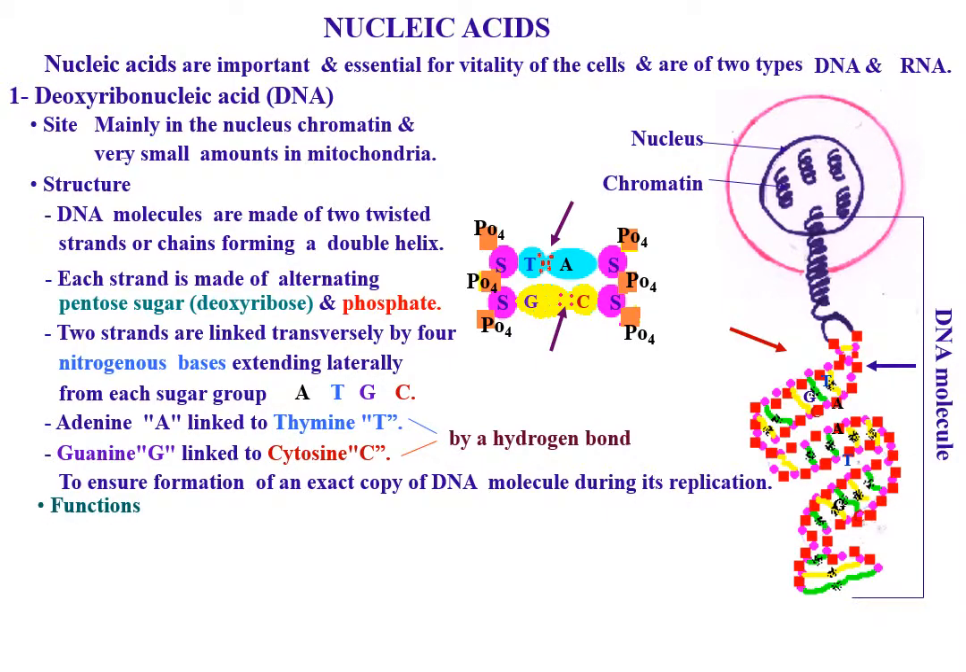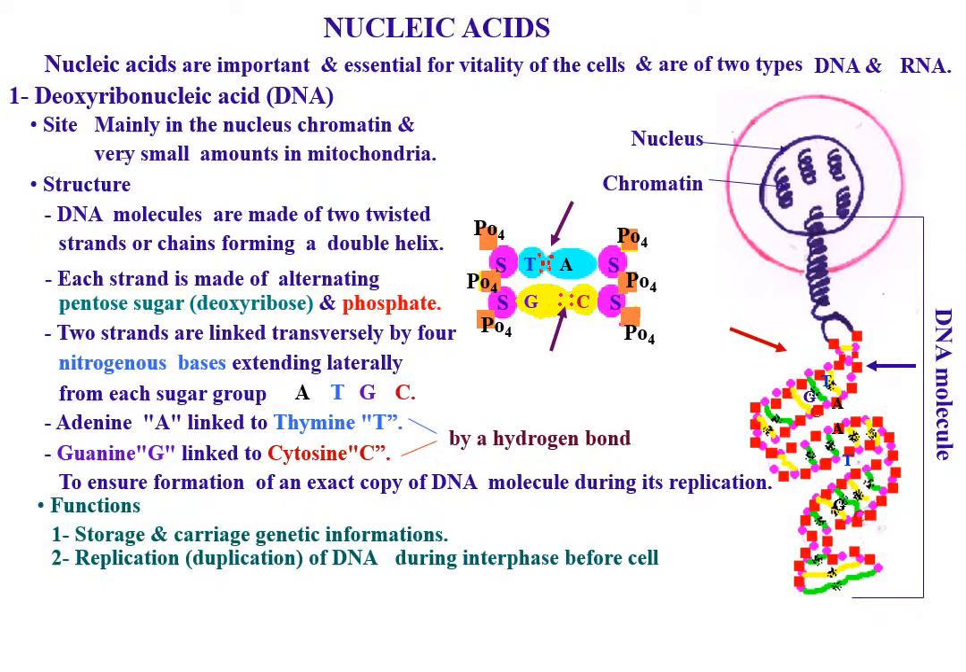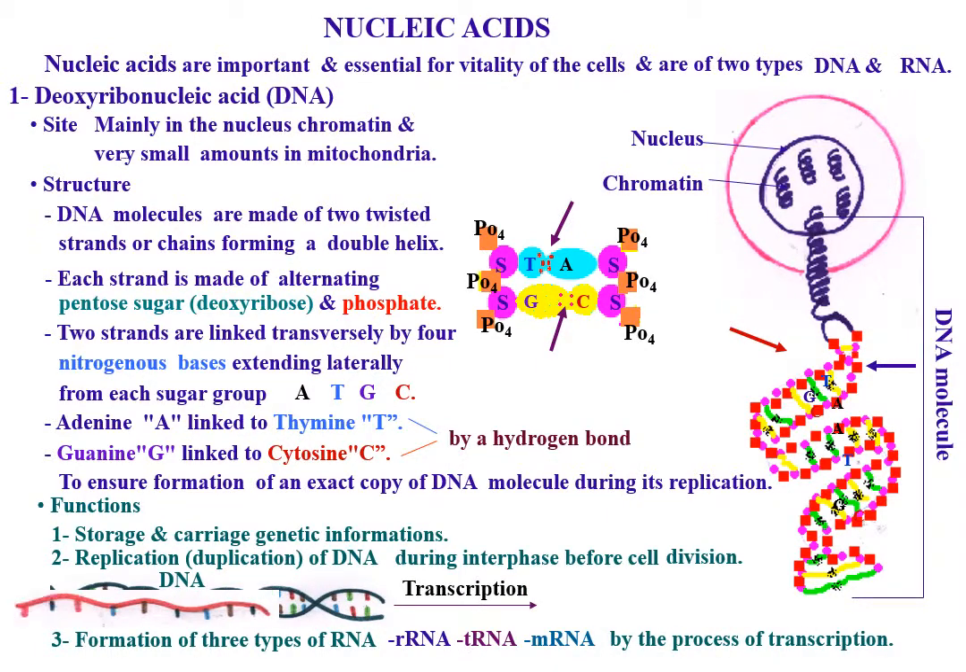Functions of DNA molecules. Storage and carriage of genetic information. Replication or duplication of DNA molecules during the interphase before cell division, thus keeping the amount of DNA molecules constant in daughter cells. Formation of three types of ribonucleic acids: ribosomal RNA, transfer RNA, and messenger RNA by the process of transcription. By this, they transfer the genetic information.